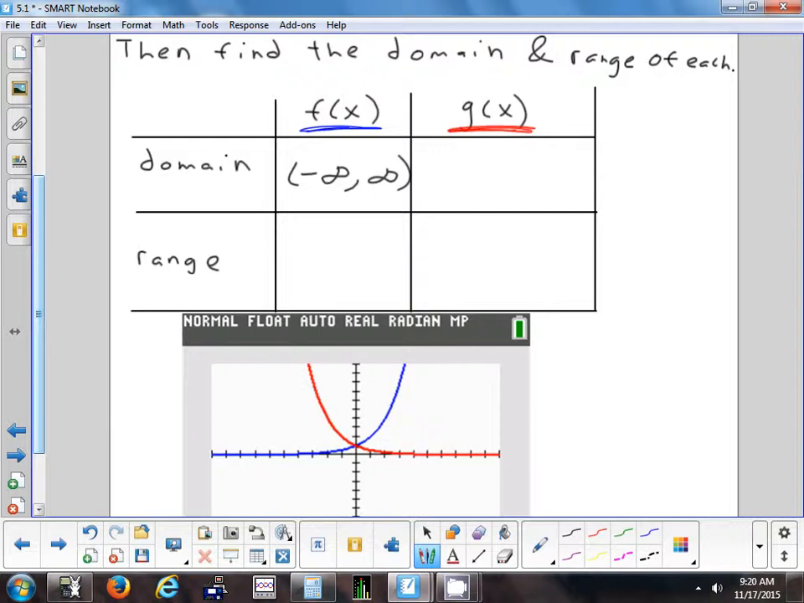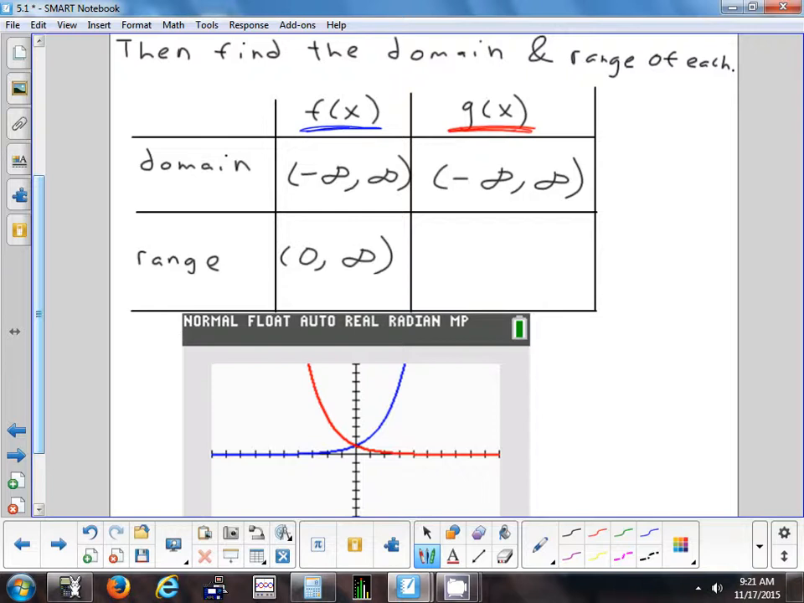How about g of x? What's the domain? How far left and right does the red one go? It's the same thing, just opposite. It's going to go right forever and left forever. How about the range on the blue one? What's the lowest to highest? You do a bracket on 0 and then infinity with parentheses. Will we actually hit 0, or is there an asymptote here? So we do parentheses.